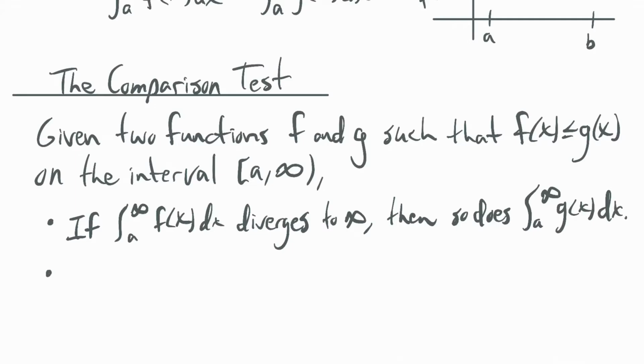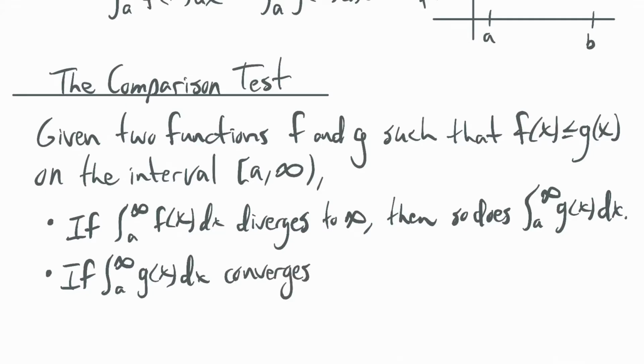There's more area, right? Reversing that, if the integral from a to infinity of the larger function, the greater value function, converges, so the area is a finite number you can calculate, well, then the lesser function would have to do that as well. Then so does the integral from a to infinity of f of x dx.